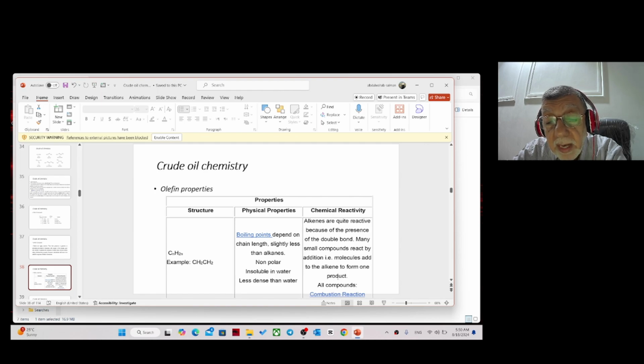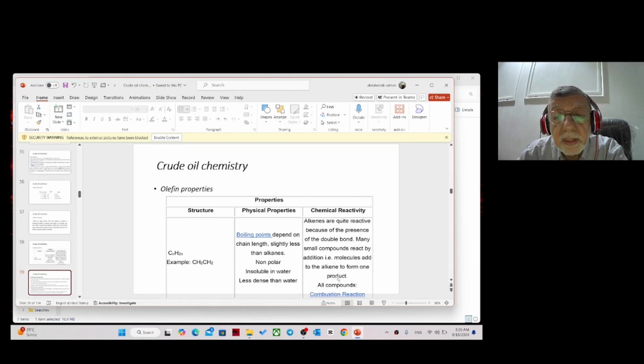Also non-polar, all hydrocarbons are non-polar, meaning it is not soluble in water and less dense than water. Meaning when we mix them together it becomes an immiscible liquid, and the water is down and olefin is up. Chemical reactivity: alkenes are quite reactive because of the presence of the double bond, so it is unstable. Many small components react by addition. Meaning during the reaction the double bond breaks down and an additional molecule joins the chain. All compounds undergo combustion reactions.